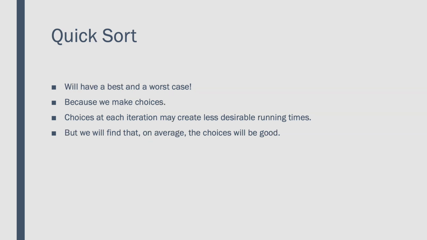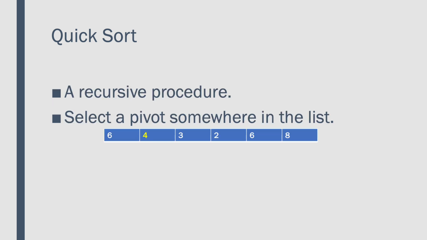Okay, now we'll also look at quick sort, which is fast but with a twist. As you already learned about quick sort in our previous lecture, we'll just go through it here with an example. It is a recursive procedure and we have to select a pivot somewhere in the list. Let's say we selected 4.